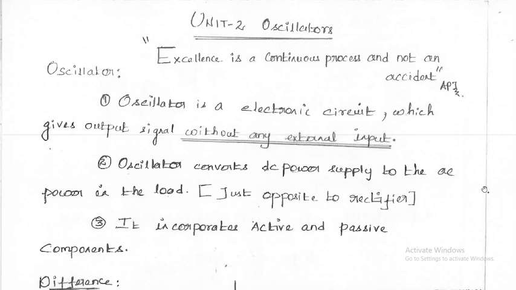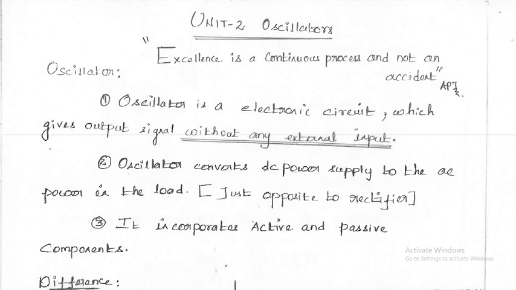Hi students, today I am going to discuss the second unit of the subject Electronic Circuits 2. The title of the second unit is Oscillators. In the previous unit, we discussed feedback amplifiers: what is meant by a feedback amplifier, the types of feedback amplifier, and the concepts of series and shunt amplifiers. In the second unit, I am going to discuss the concept of the oscillator.